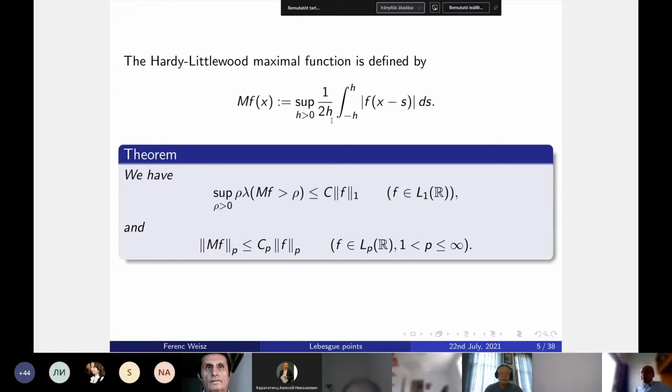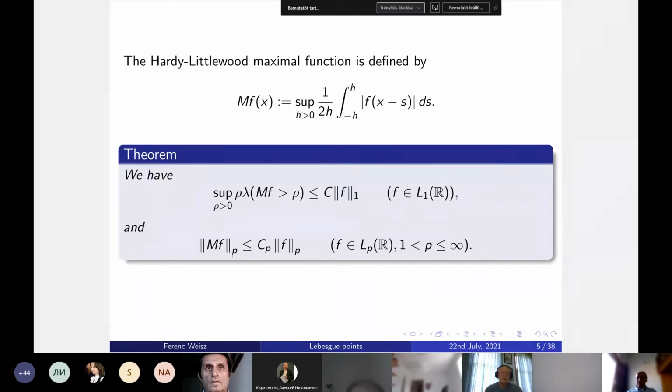I think everybody knows that this maximal function is bounded on the L^p spaces, p greater than 1. So the p norm of Mf can be estimated by the p norm of f, p greater than 1. But this is not true for p equal to 1.